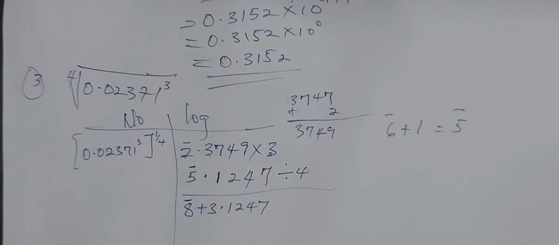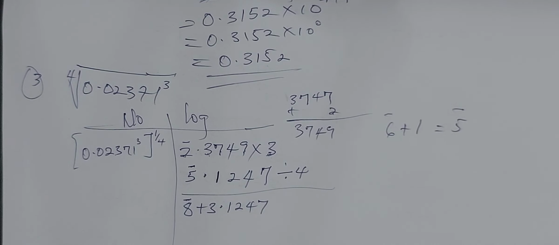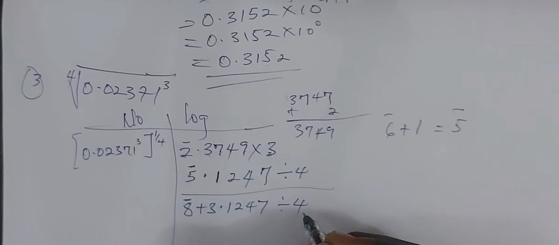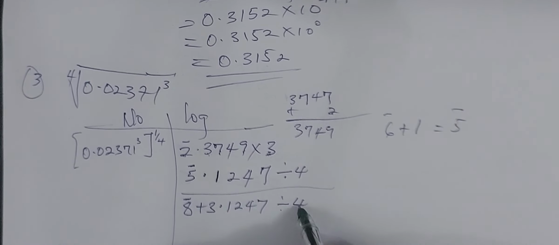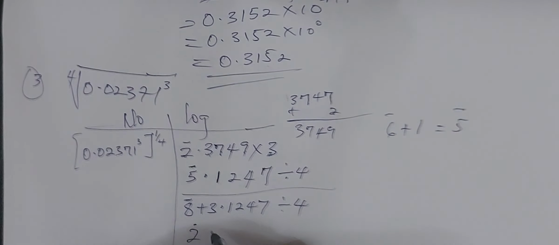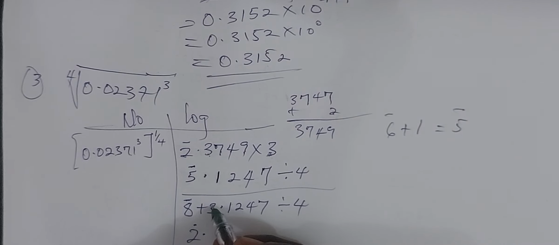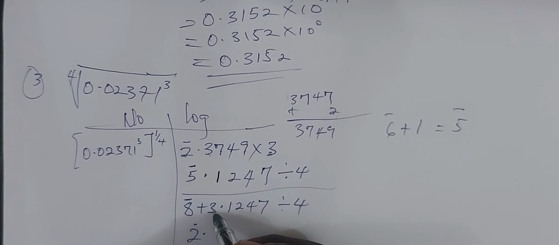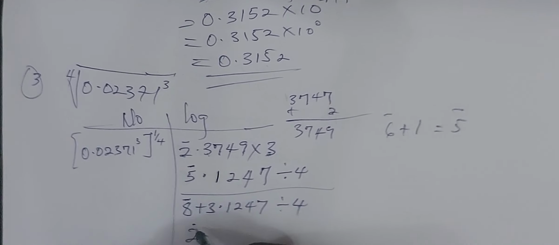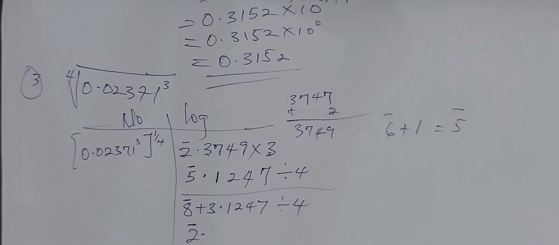So we have 0.1247 plus 1247. That is what we need to do. So divide by 4. Bar 8 divided by 4, we have bar 2. 3 divided by 4 cannot, because this is positive already. So 0 plus bar 2 still remains bar 2. So we have 31 divided by 4.